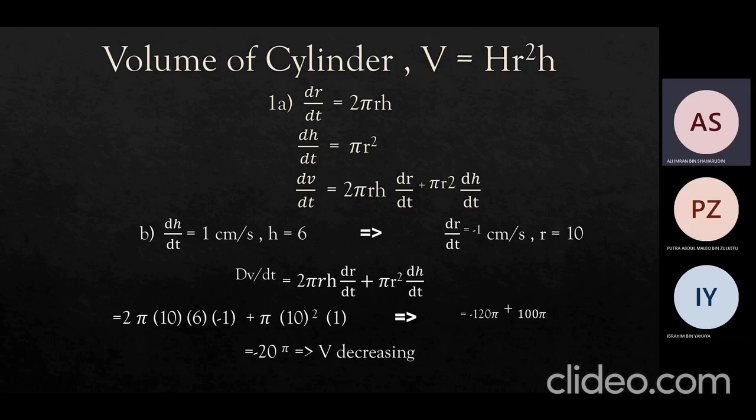So you will get negative 120 pi plus 100 pi. What we get is negative 20 pi. Negative means it's decreasing. So the volume is decreasing, that is the answer. So that's it. Let's go to Ibrahim bin Yahya's question number 2.